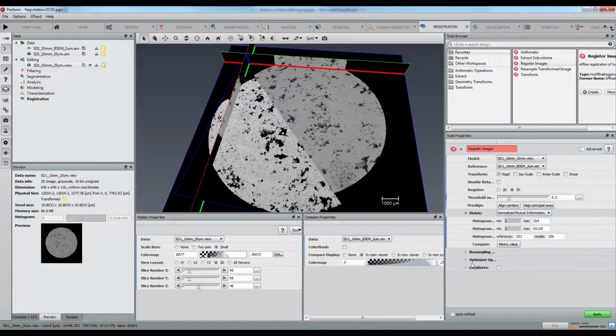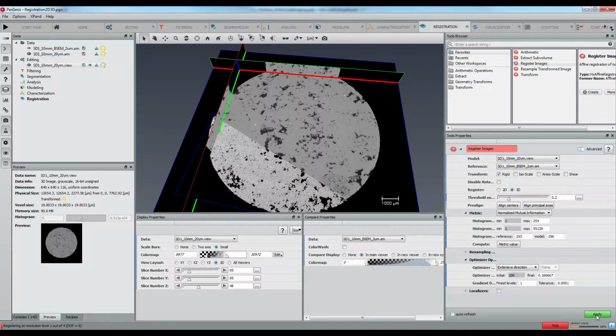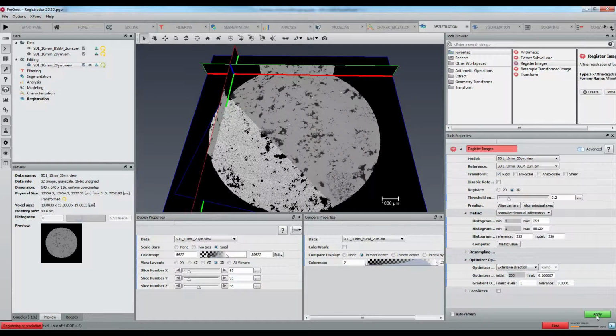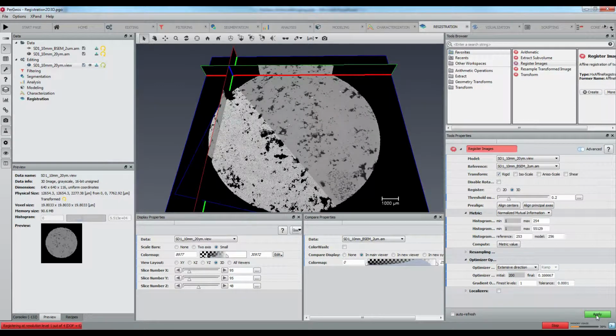The optimizer initial step, defining the limits of the transformation to apply, is by default computed with the diagonal of the sample. We have here a slab subset, so we minimize subsequently the initial step value. The registration is computing the best correlation between both datasets.